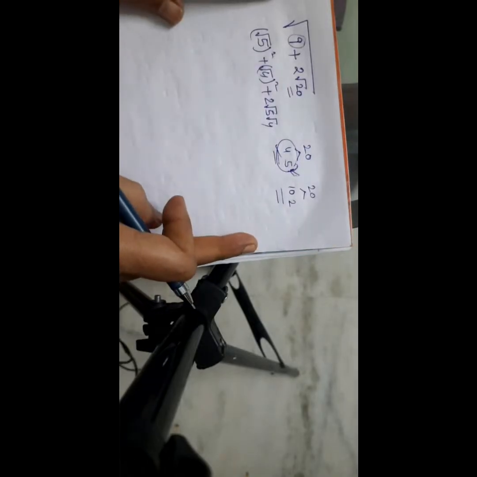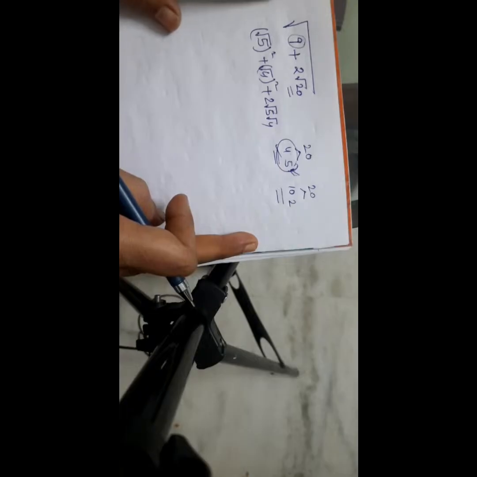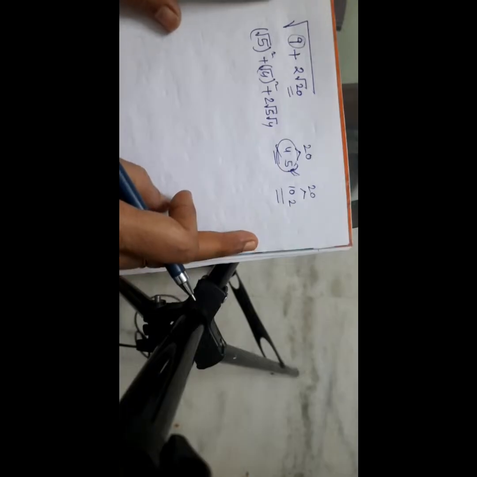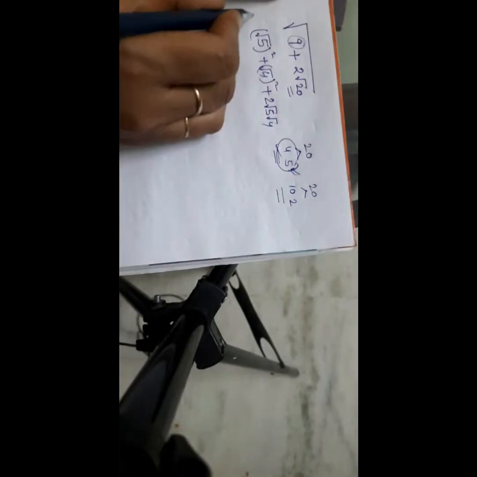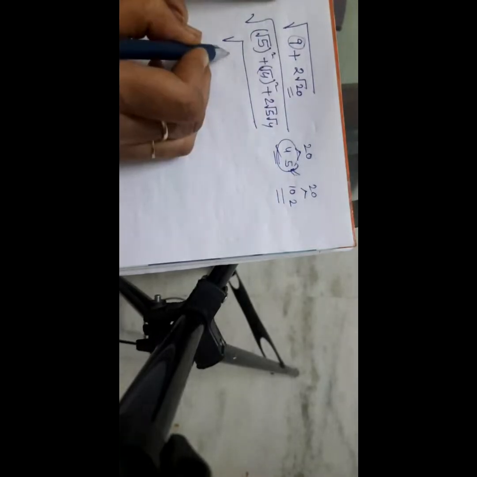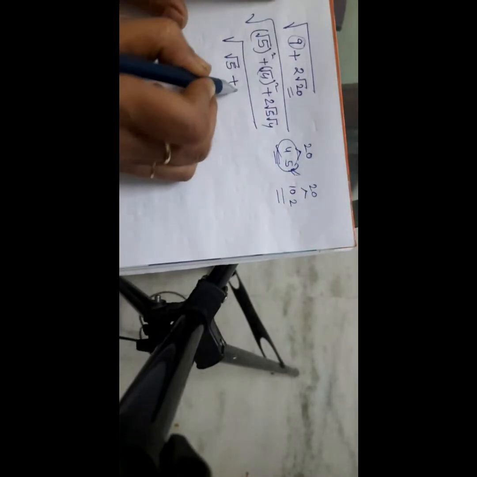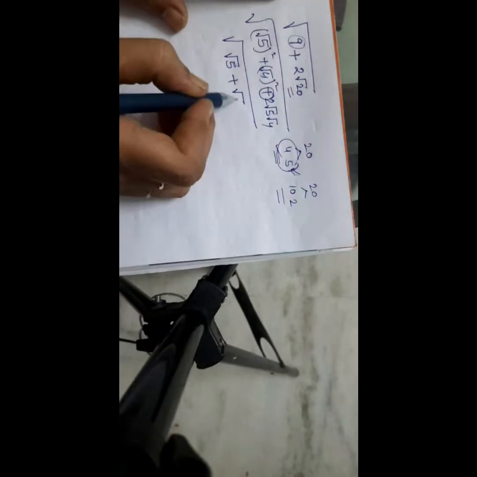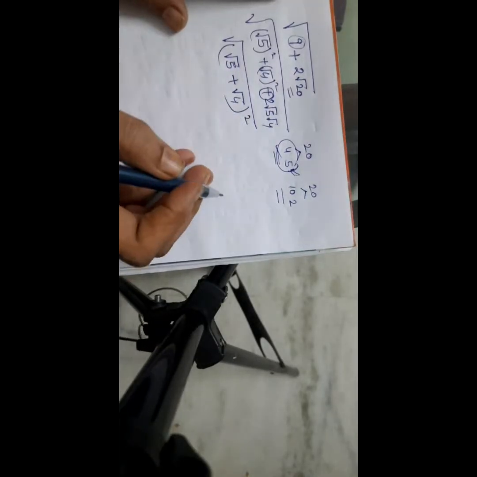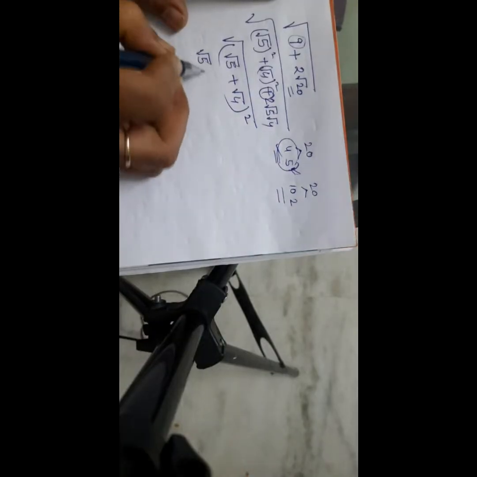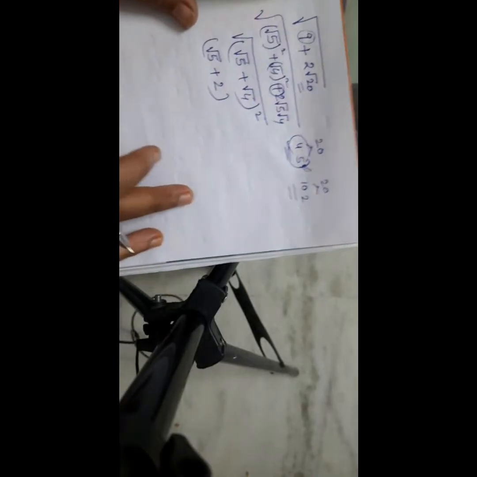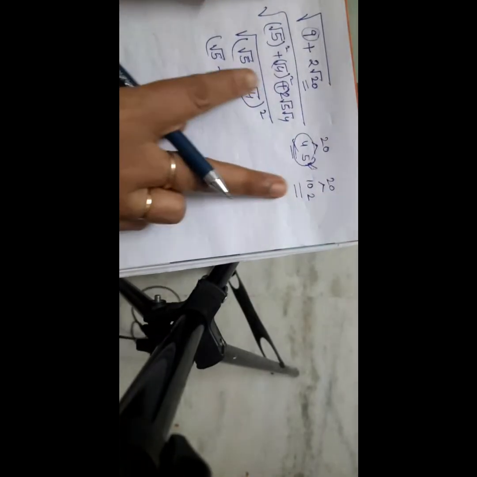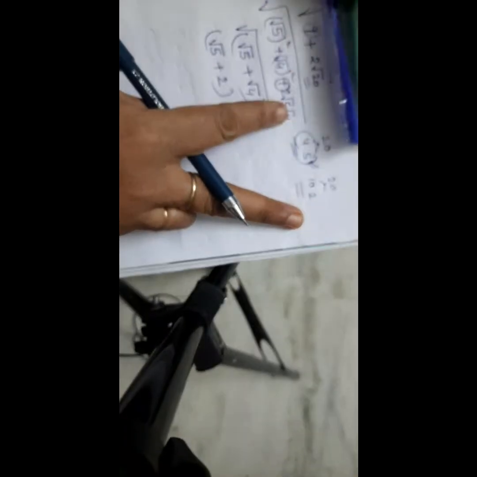Now here, someone responded, but it's not clear. Is it clear now? Understood how I got it? We'll make the square of that, a plus b. As plus is there, the plus will come in the square. The final answer is root 5 plus root 4, which is 2. This is the final answer.